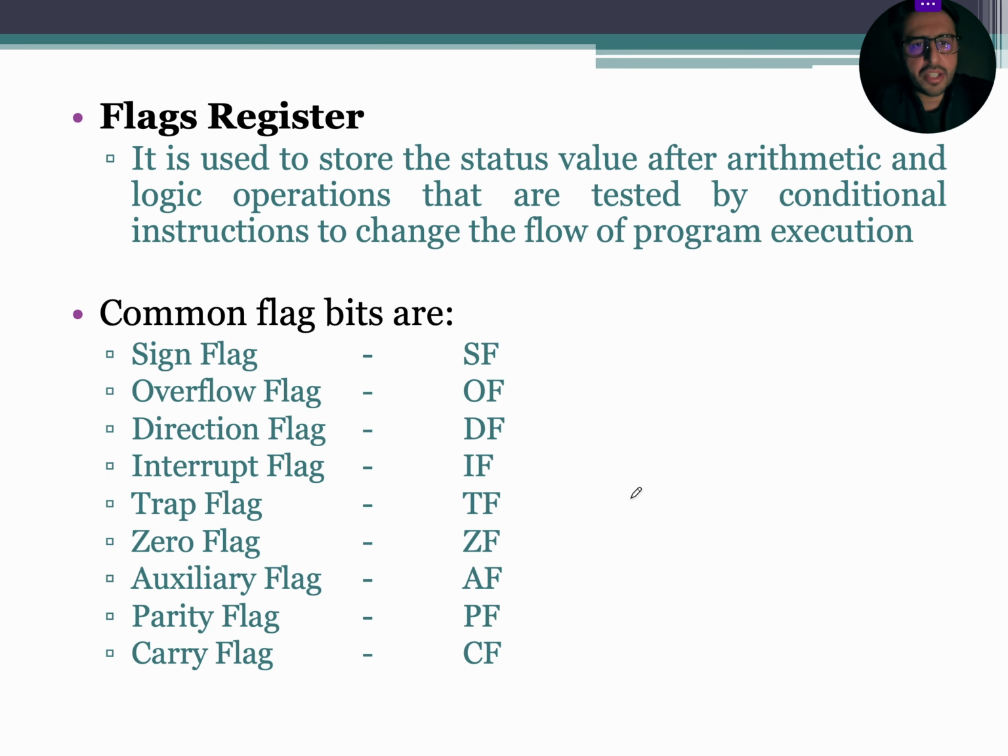While flags register is used to store the status value after arithmetic and logic operations that are tested by conditional instructions to change the flow of program execution. Commonly utilized flag bits are sign flag, overflow flag, direction flag, interrupt flag, trap flag, etc.